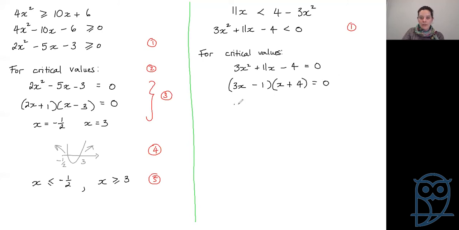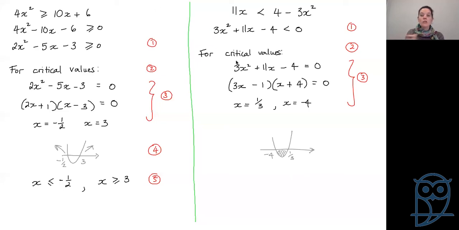So now we have x equals 1/3 and we have x equals minus 4. So again, we've had our step 2, our statement of intent, and we've had step 3, solving that equation for the critical values. Then comes our mini sketch, minus 4 and 1/3. What are we looking for? We are looking for happy quadratic is less than 0. So we want the zone in the middle.